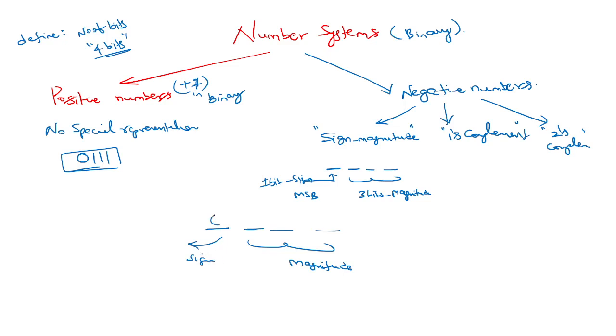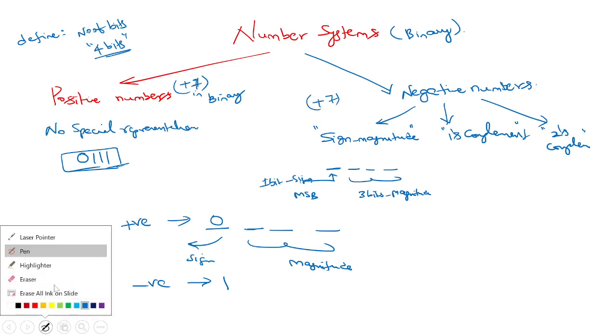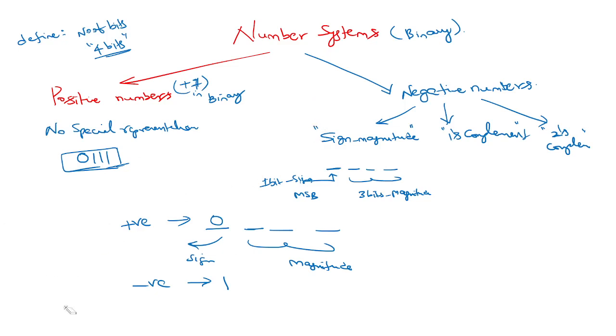Now if this is 0, that means that this number is positive. This is 1 means this number is going to be negative. So let's say I want to write plus 7 in sign magnitude form. It remained the same, 0, triple 1. There is no change. And no need to discuss about that also. Let's say I want to write minus 7 in binary in sign magnitude form, right?